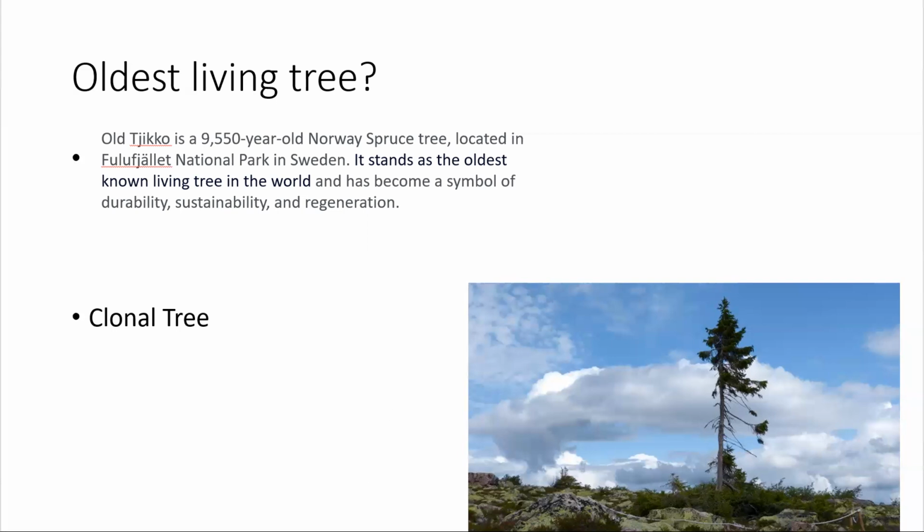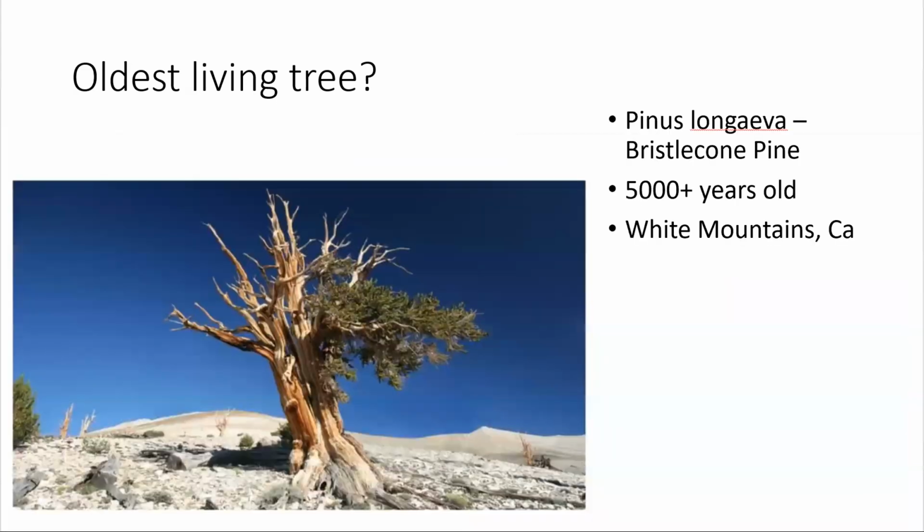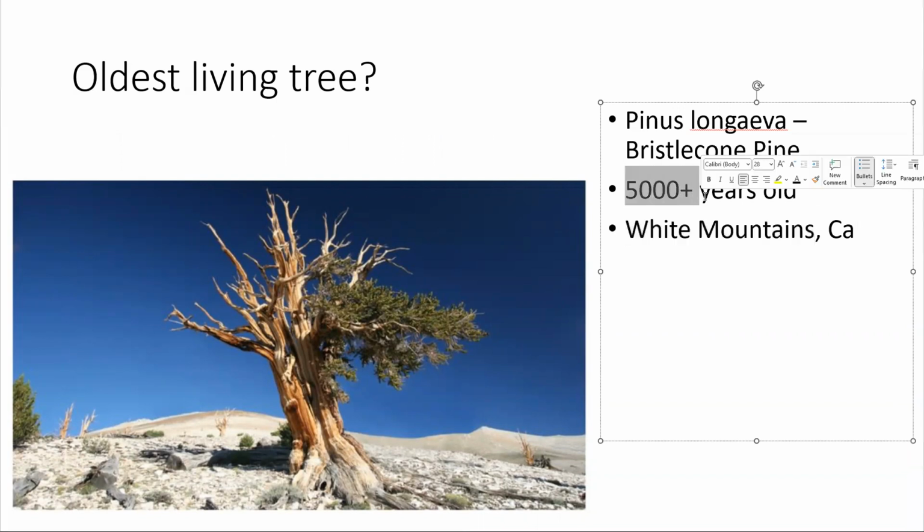Now, if we want to talk about the oldest trees in the world, which I like to, Pinus longaeva. This is the bristlecone pine. They're located in the White Mountains. The oldest one is over 5,000 years old. And yes, for an actual tree that's not a clonal tree, these are the oldest living trees in the world, located in California. Very cool spot, beautiful trees.